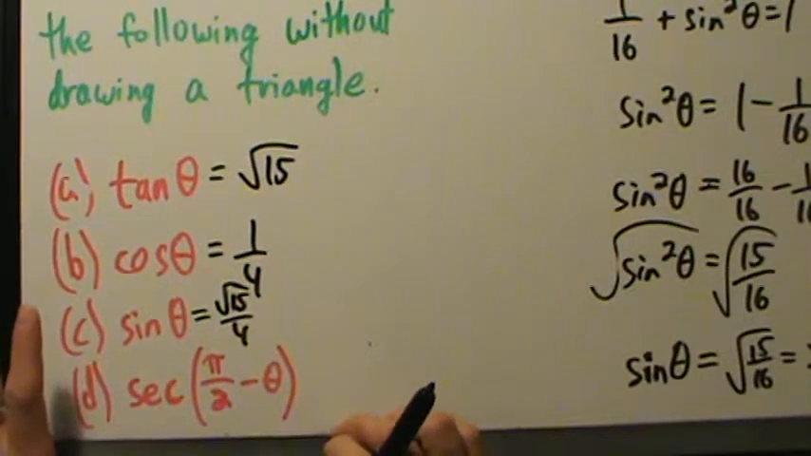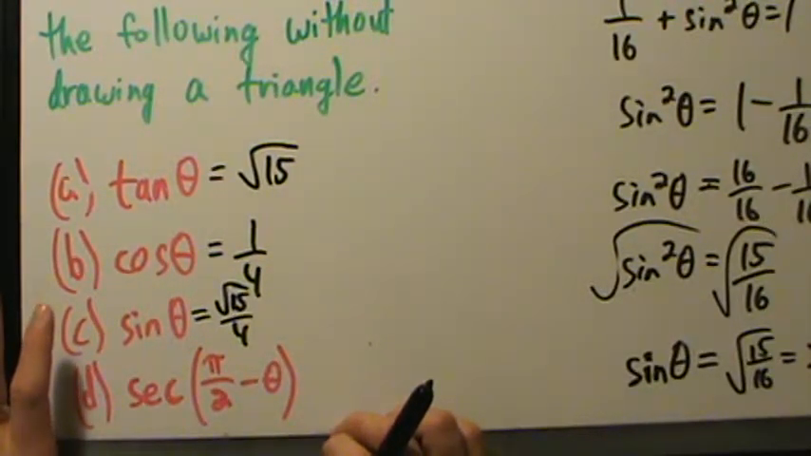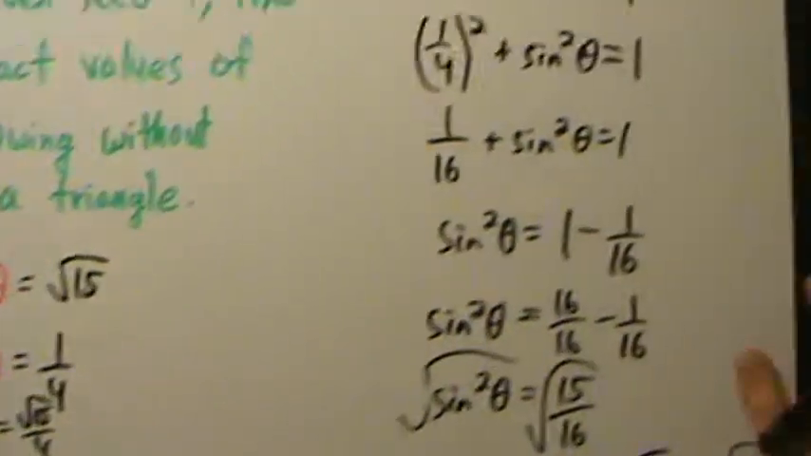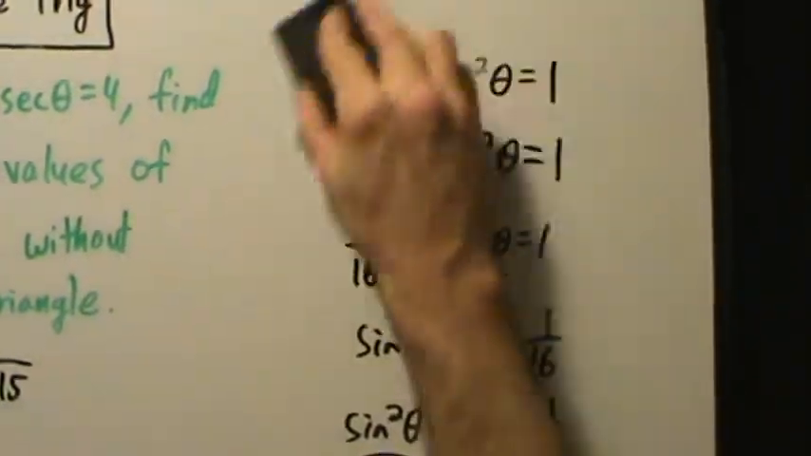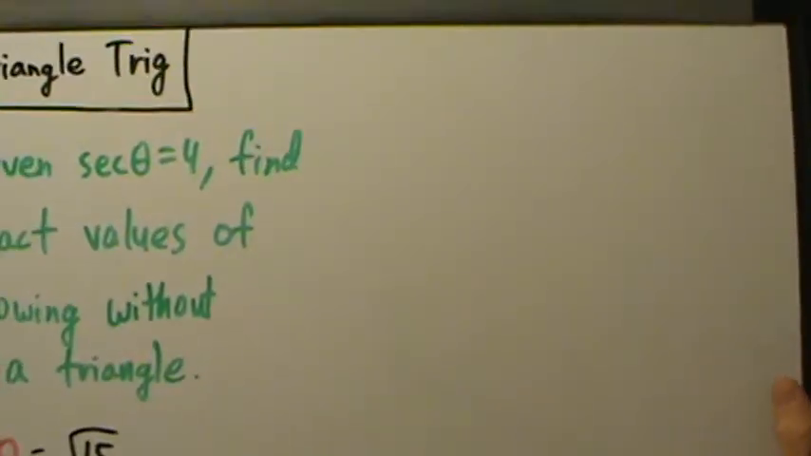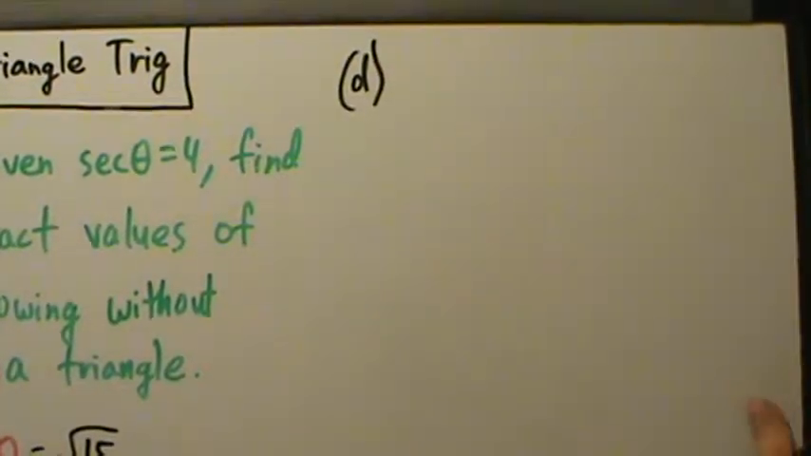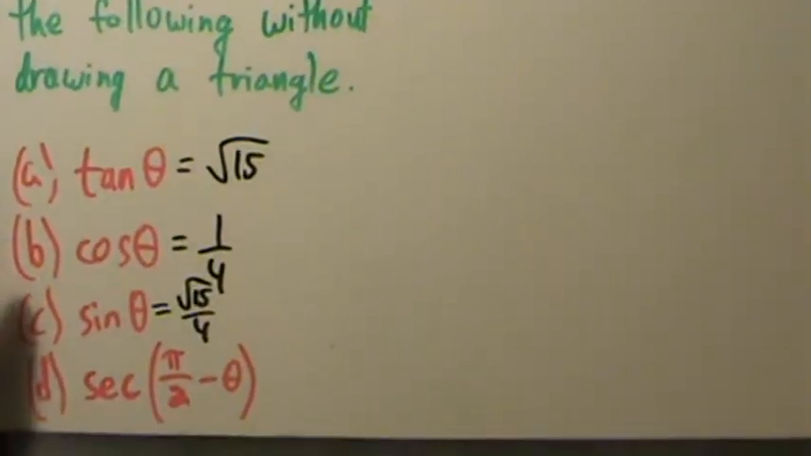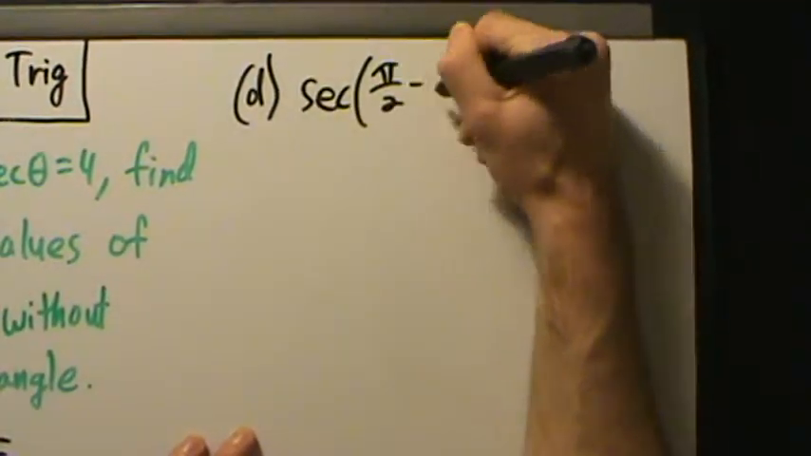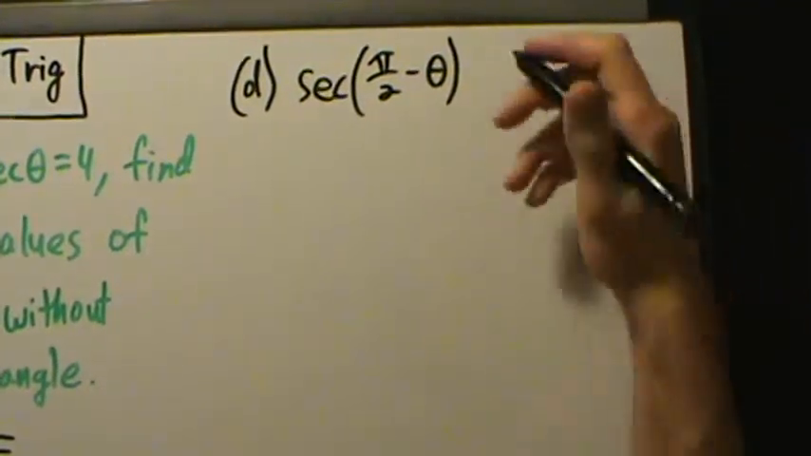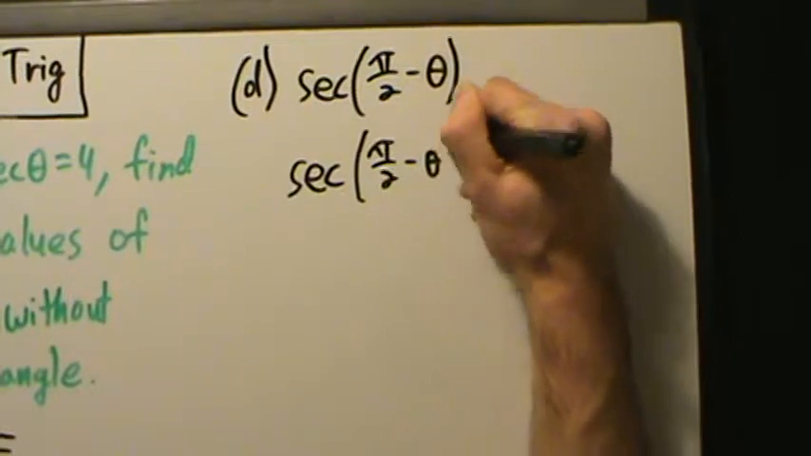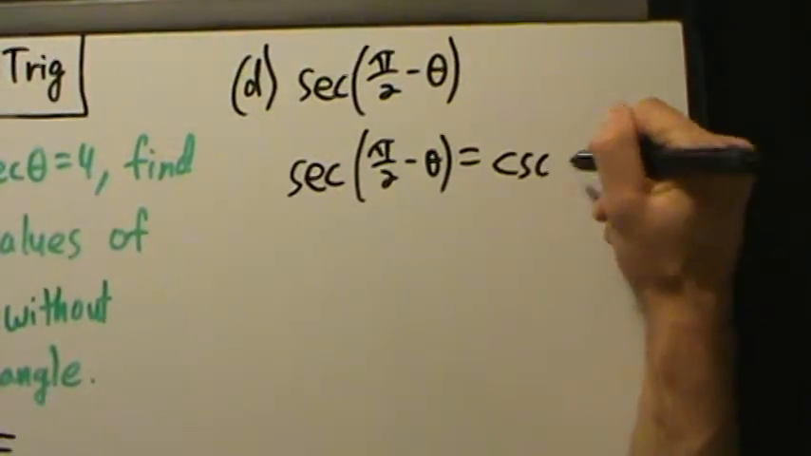Okay, so now, let's see. So that's the sine of theta. Now part D is the secant of pi over 2 minus theta. So how are we going to do that? Well, remember, that's going to be the one that uses the complementary angle theorem. So remember, the complementary angle theorem said that co-functions of complementary angles are equal. So we want the secant of pi over 2 minus theta. Well, the complementary angle theorem tells us that secant of pi over 2 minus theta is equal to cosecant of theta.